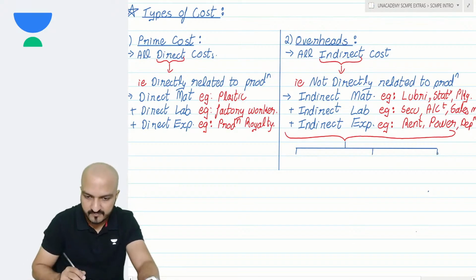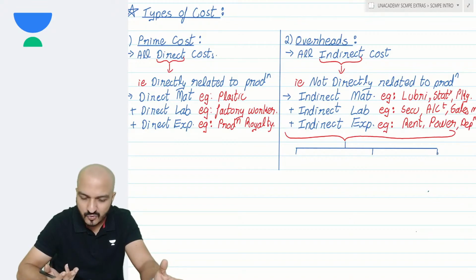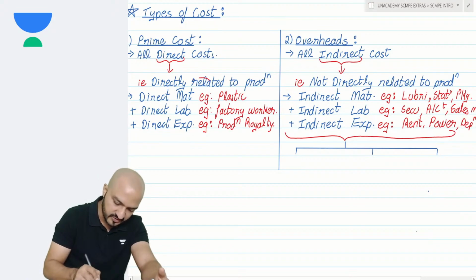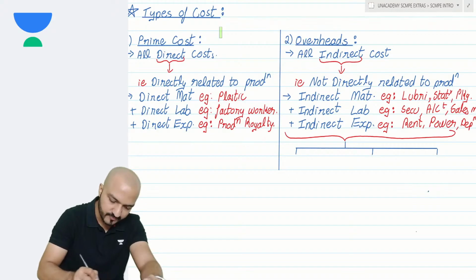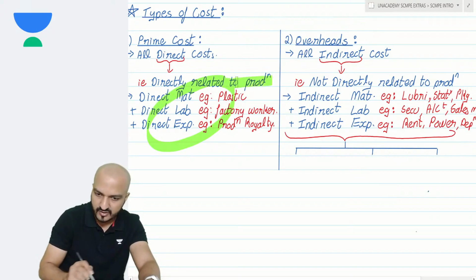You might have heard the name Maruti Kumar. Why can't it be part of cost of production? Maruti, obviously it is part of cost of production. Maruti, all of this is part of cost of production. All the direct items will be part of your production cost because it is directly related to production.